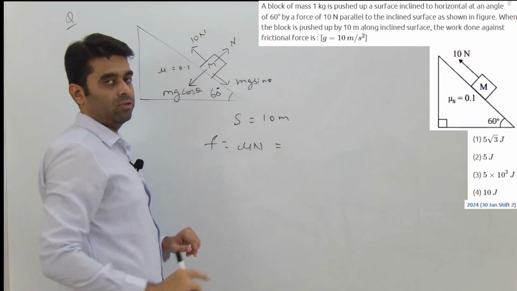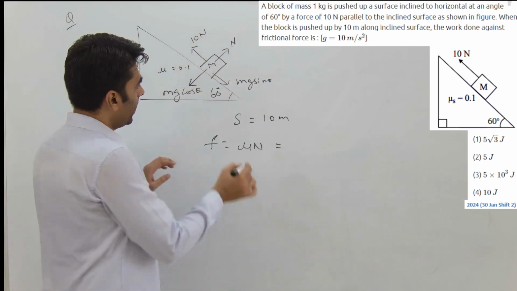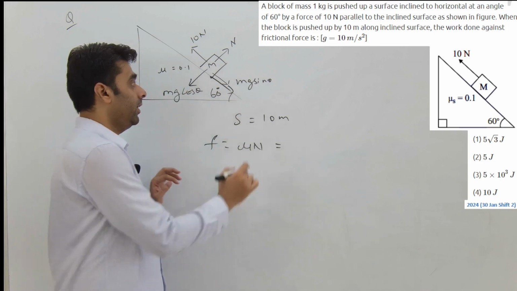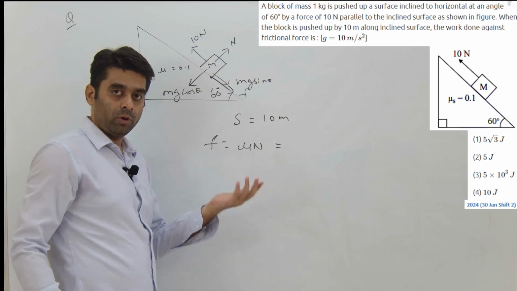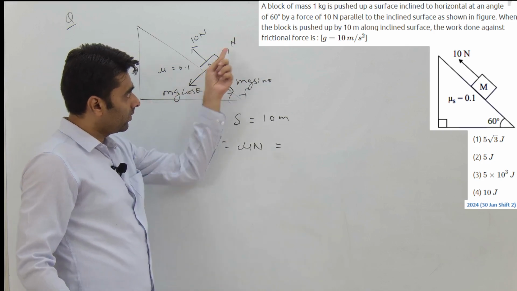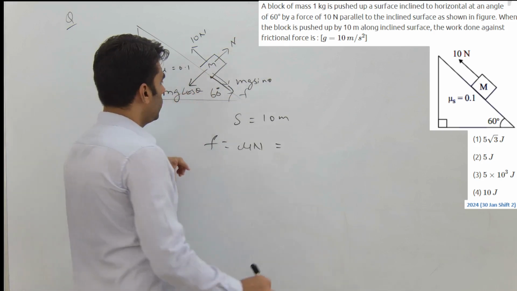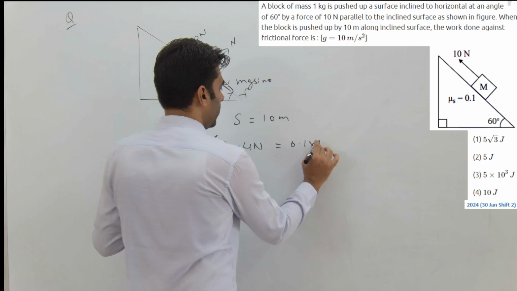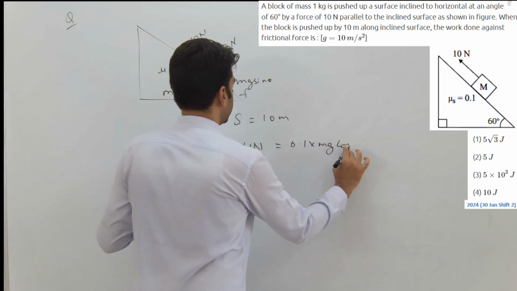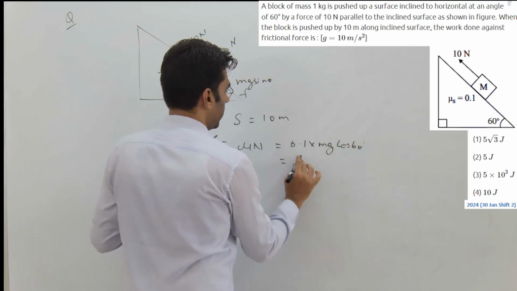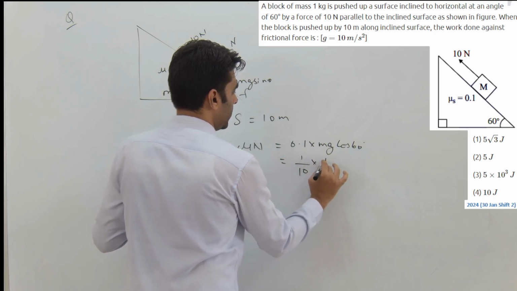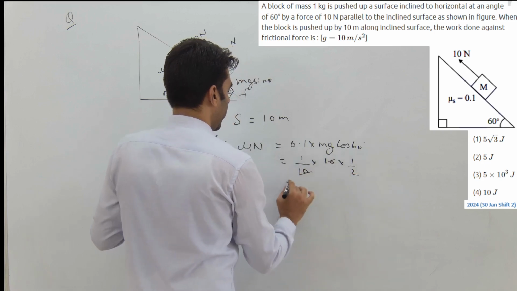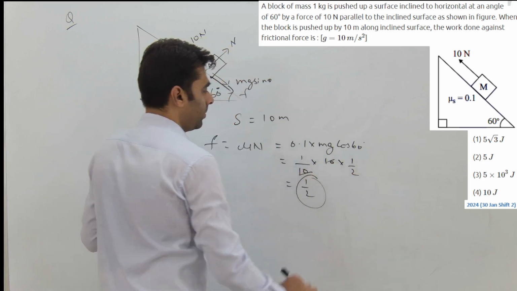Obviously, if the block is going upward, the friction will be acting down the incline. And the friction value is mu into N. In this case, we can say that the normal is equal to mg cos theta. So mu is 0.1, and normal is mg cos 60. Let's put it as 1 by 10, mass is 1 kg, g is 10, cos 60 is 1 by 2. So our friction value comes out to be 1 by 2.